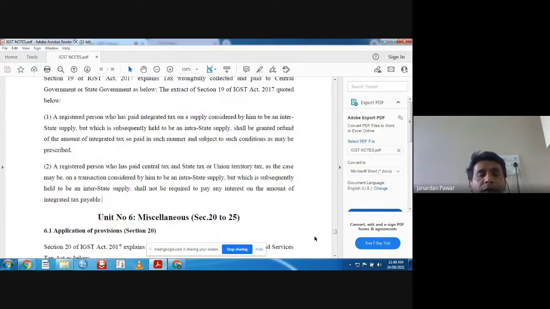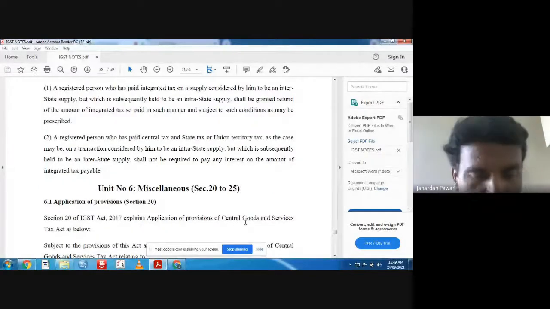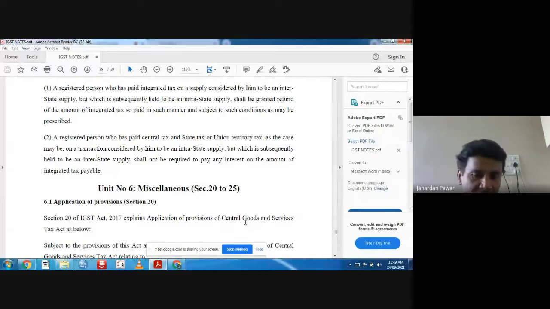Now we are moving on to unit number 6, and this is my prediction: tomorrow we are going to complete everything. So unit number 6 is miscellaneous, and in this miscellaneous we are going to talk about six different sections, and those six different sections are sections 20, 21, 22, 23, 24, and 25. So here we are taking a brief note about those sections under the topic of miscellaneous, and that miscellaneous is your topic number 6.